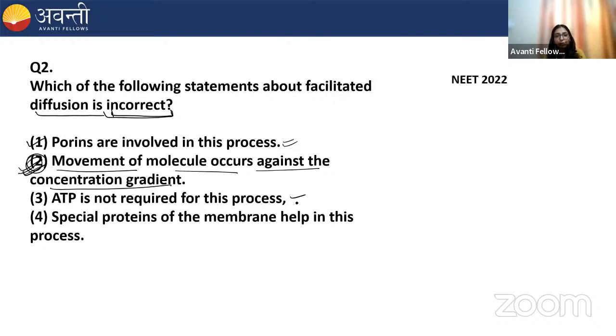ATP is not required. True. ATP is not required in diffusion or in facilitated diffusion. It is required only in active transport, right? Special proteins of the membrane help in this process. Yes, facilitated diffusion does involve special proteins.